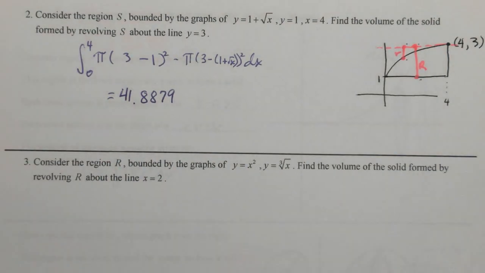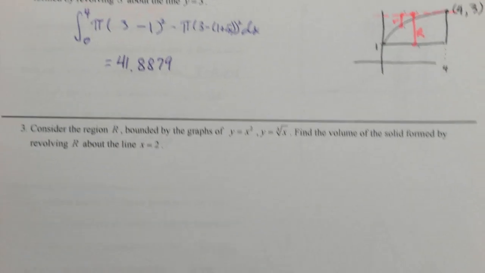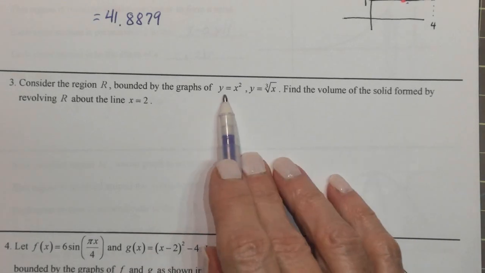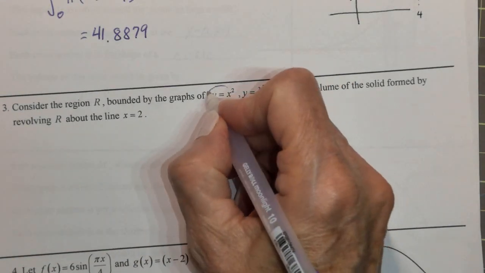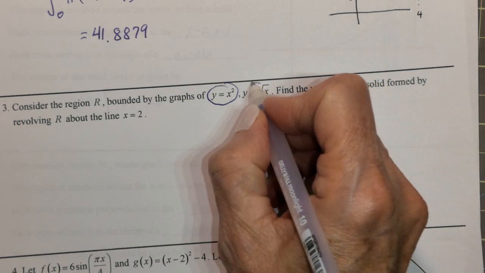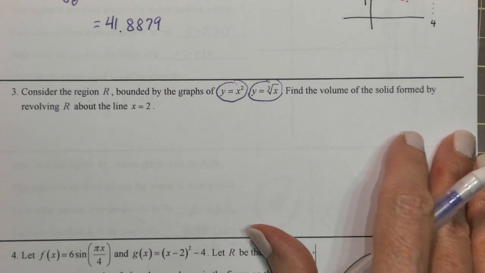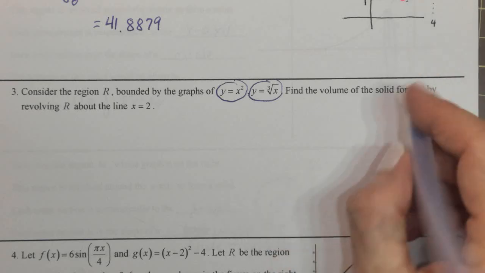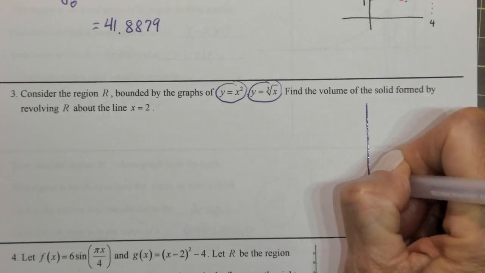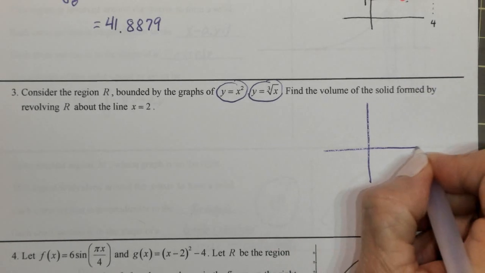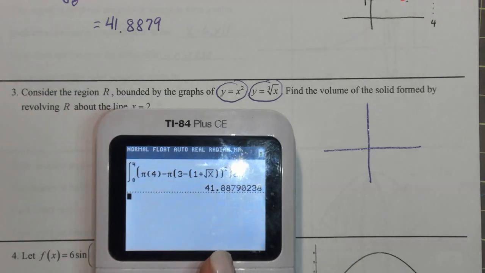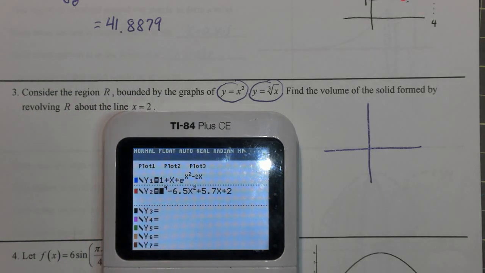Okay, a couple more. We're going to take our basic parent parabola and our basic cube root function, find their intersection. If you are unsure, stick that guy in your calculator.